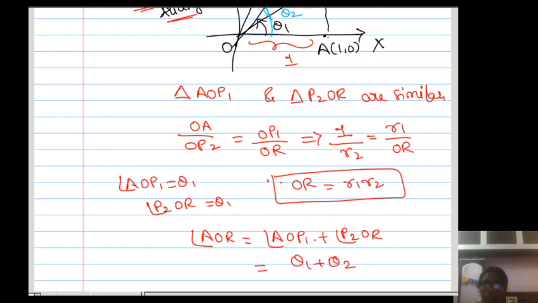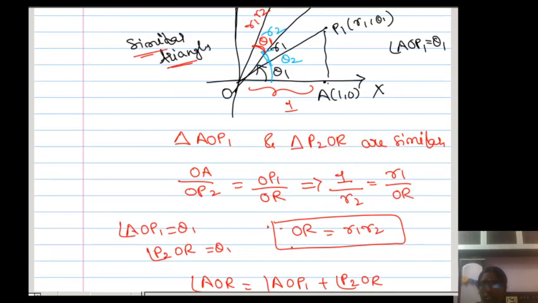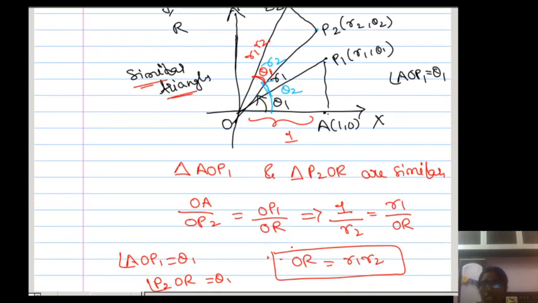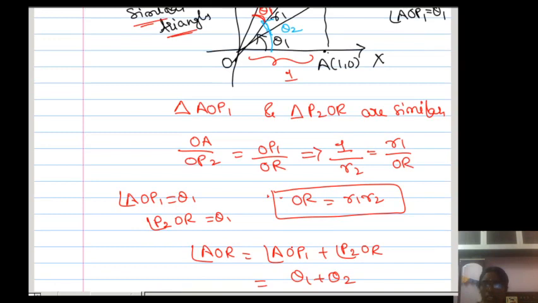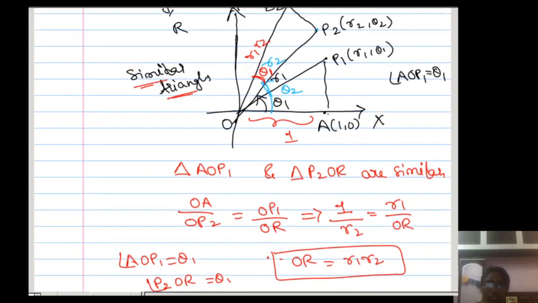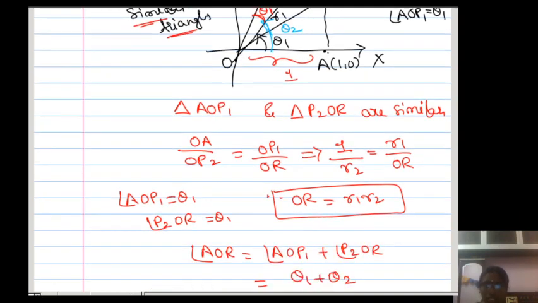Here, the angle AOP1 is what? Theta1. Just a little bit of a mistake here. The angle AOP1 is theta1. Okay. Next, the angle P2OR is also theta1. Okay, that is correct only.